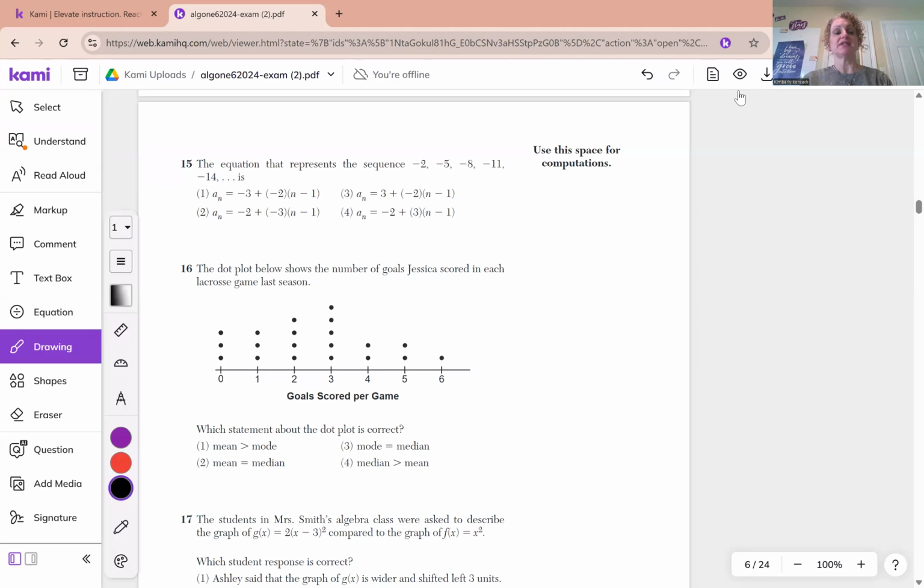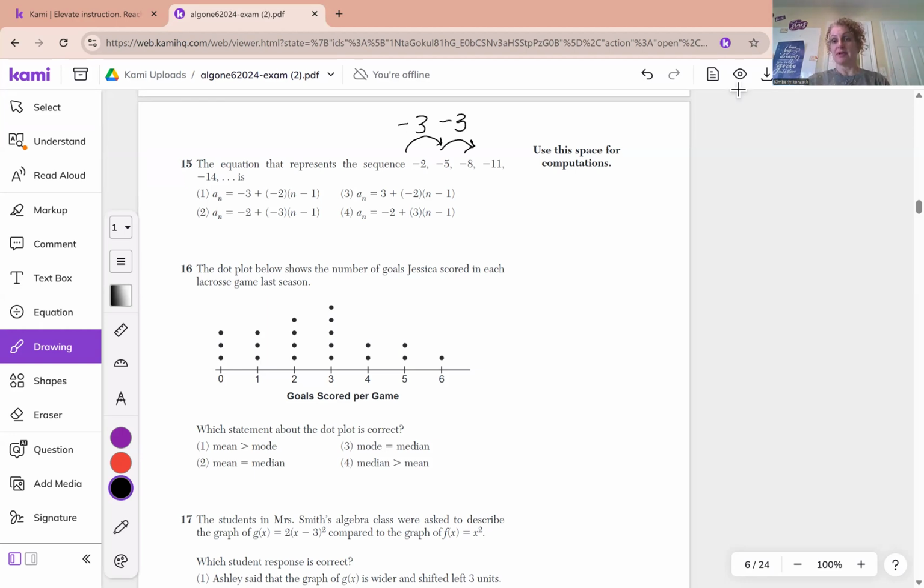So when you read number 15, the equation that represents the sequence is, you may look at the answer choices and say, all right, that reminds me of something, right? It's a sequence. Go to your reference table. What are we doing to get from -2 to -5 and then -5 to -8? We are subtracting 3.